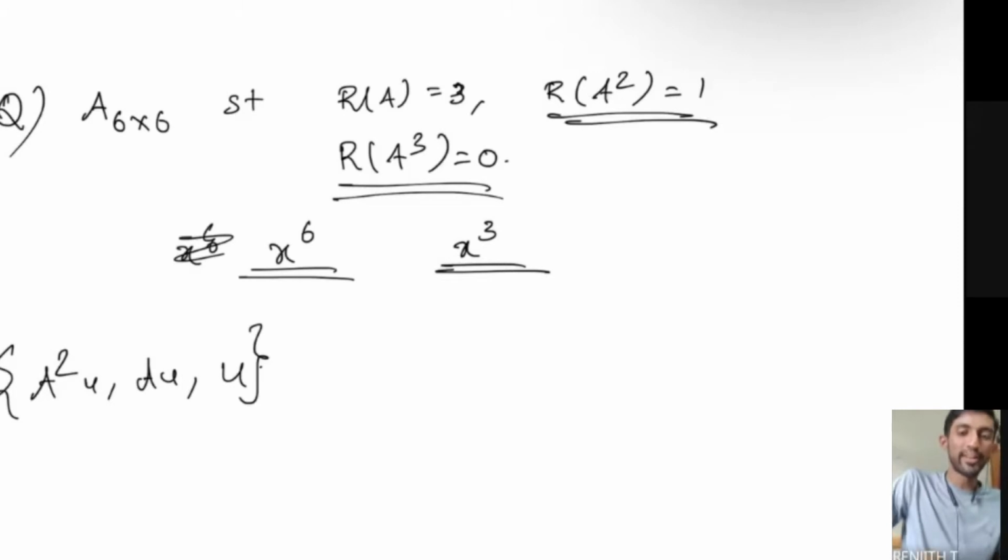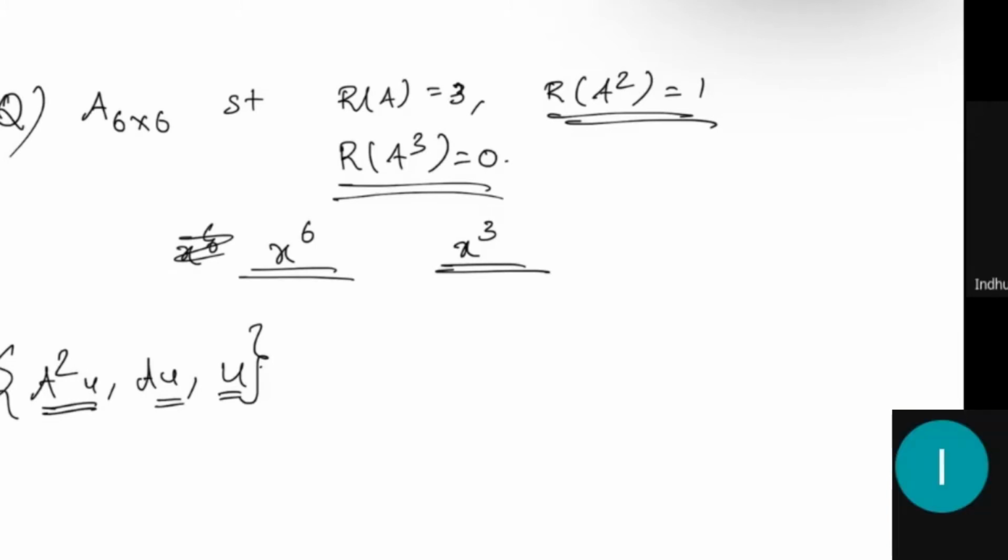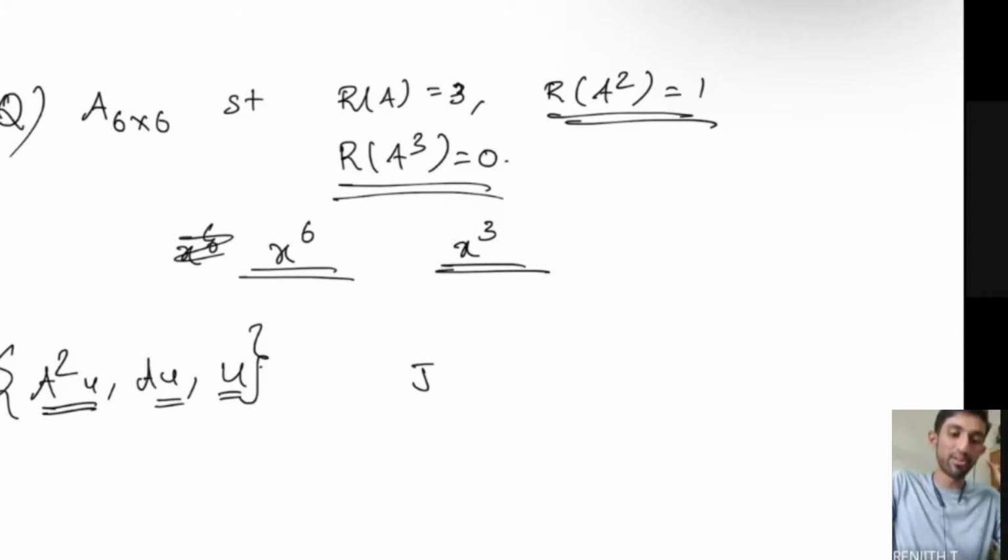So there will be one element U such that A square U, AU, U will be linearly independent and it will form a basis. This will form a generalized eigenvector. So there will be one Jordan block of order 3. That is for sure, right? Yes, sir. So there will be one Jordan block of order 3 with eigenvalue 0.